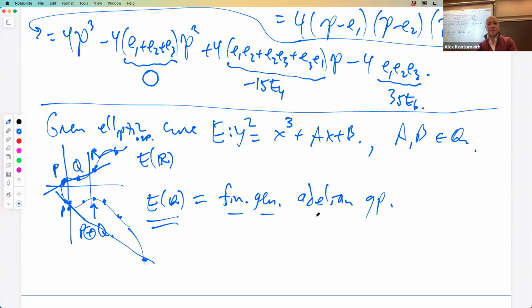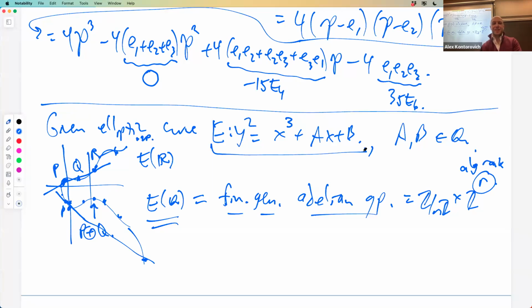Okay, so you have this finitely generated abelian group. Well, finitely generated abelian groups are completely classified, right? There's some torsion part, some finite abelian group, some Z mod NZ cross Z to the R. And the R is called the rank. There are several ranks. So this is the algebraic rank of the elliptic curve. Then there's something else that you can do.